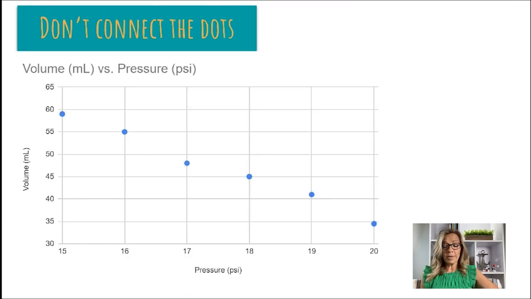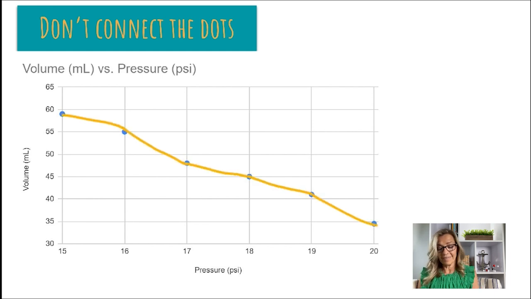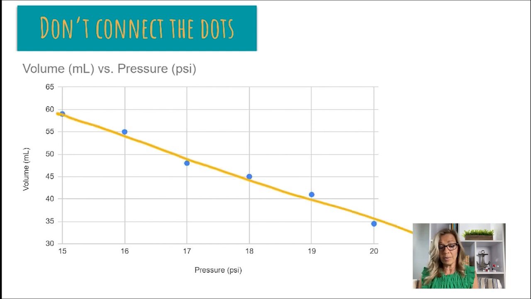The last point I want to make is this: don't connect the dots. Look at this data. This is volume and pressure. And let me just show you what would happen if I connected the dots. Okay, so does it really go up and down? Well, actually, this data just approximates the straight line relationship. And so I would see that this is a straight line relationship. This is the relationship between volume and pressure. It's a straight line. In fact, we could write an equation for this line.